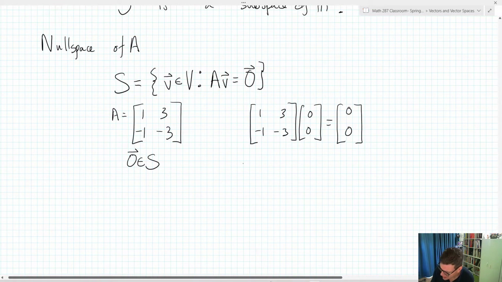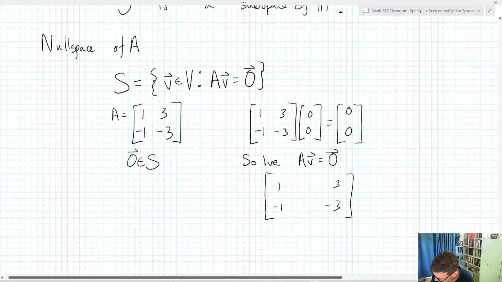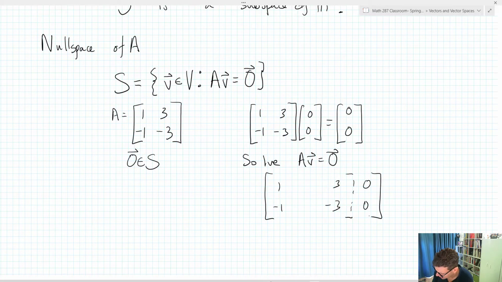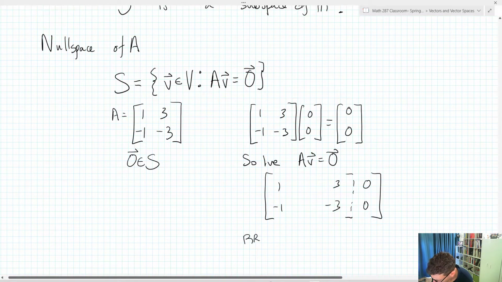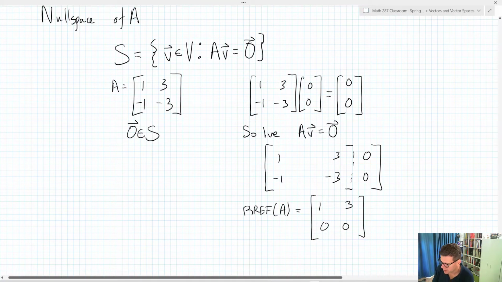So what I would do is solve AV equals 0 in this case. I'm going to row reduce 1, 3, negative 1, negative 3, 0, 0, and see what my solution is. The RREF of A is going to end up equaling 1, 3, 0, 0. And when we actually solve that, we'll get that my vector V that I am solving for is going to end up equaling negative 3, 1.